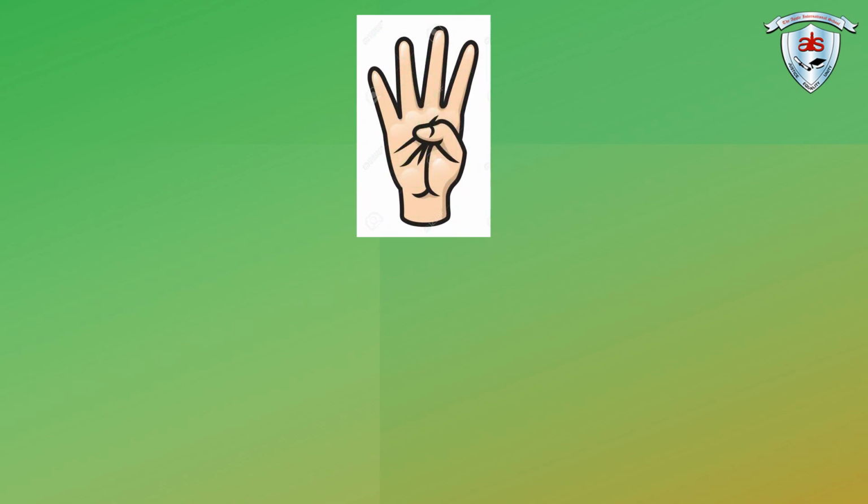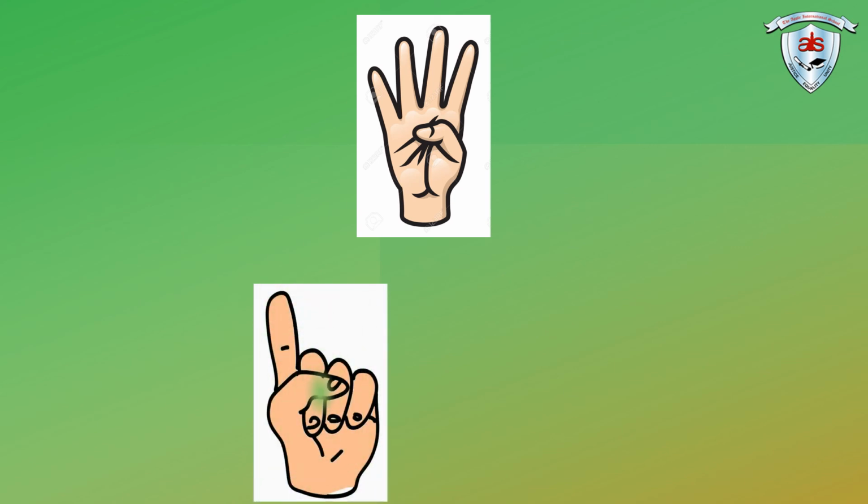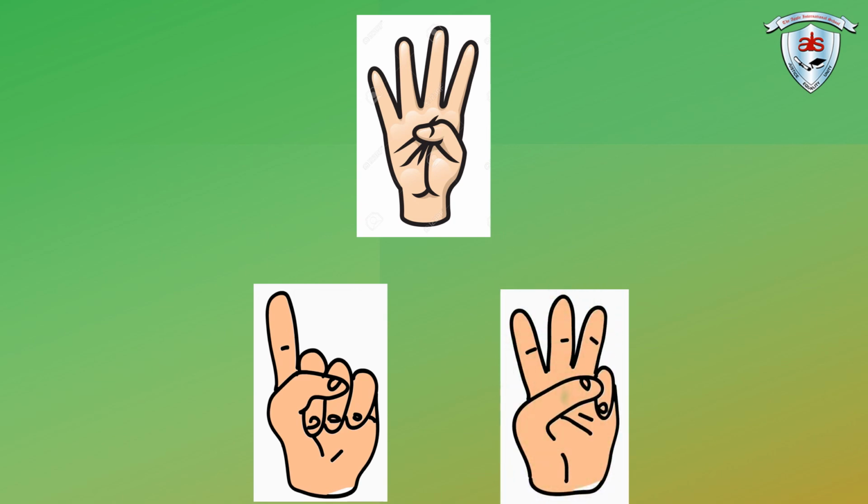Okay, yes, we have 4 here, the same number, but we have to show the different number to represent number 4. So let us hold one finger in one hand, and in another hand, how many fingers are we going to hold? Yes, you're right, it's 3. Well done. So 3 and 1 make 4. Wow, wonderful. Good job, kids.